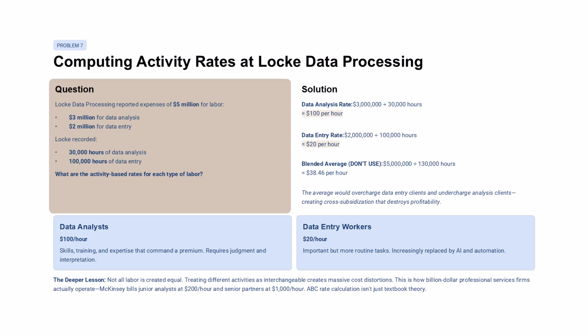As automation advances, data entry increasingly gets replaced by AI and software. Think: optical character recognition, automated form filling. Data analysis, requiring judgment and interpretation, remains human-centric longer. Understanding activity rates helps you position your own career. Develop skills that command $100 per hour rates, not $20 per hour rates that technology will absorb.